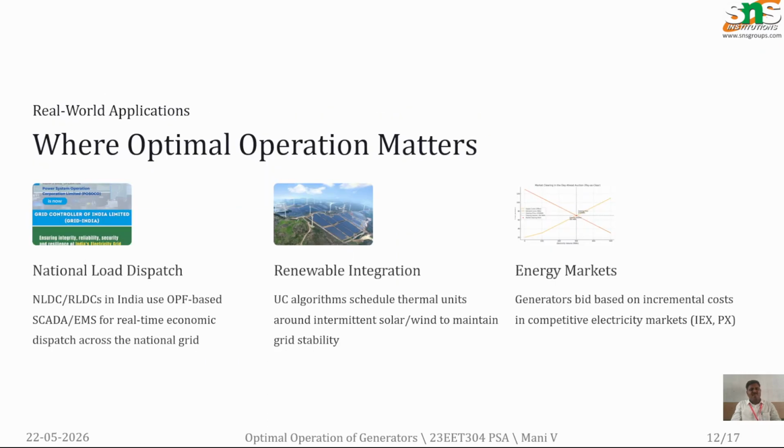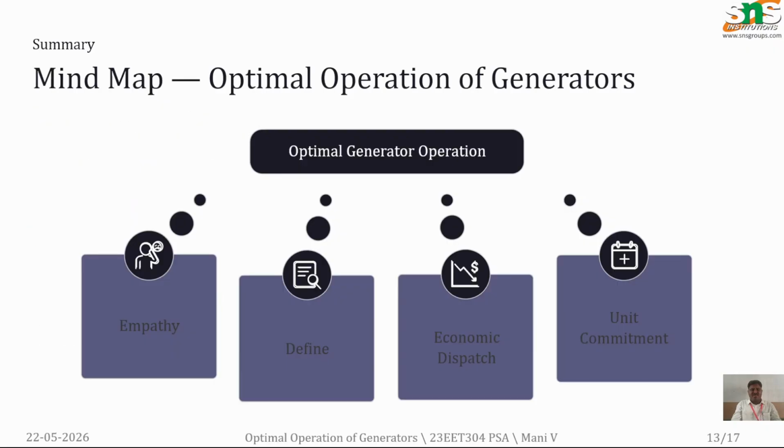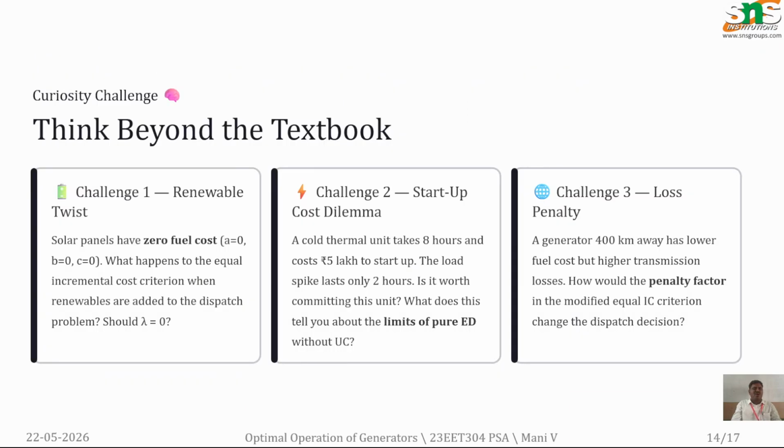And these are real-time applications. It can be used for the national load dispatch, and also for renewable integration like solar and wind to maintain grid stability, and for generator bids based on incremental cost in electricity markets. And this is a mind map. Here we have to empathize and define, and you can use the various types of economic dispatch and unit commitment problems.